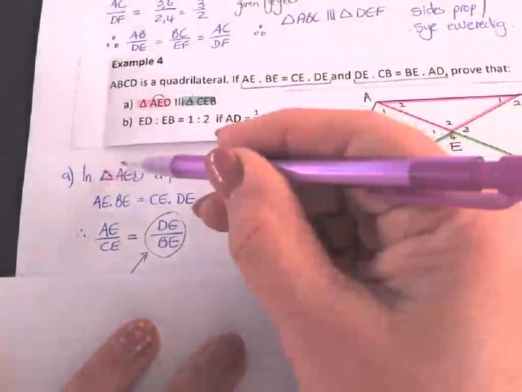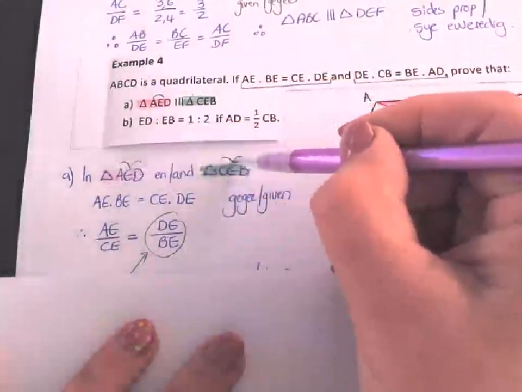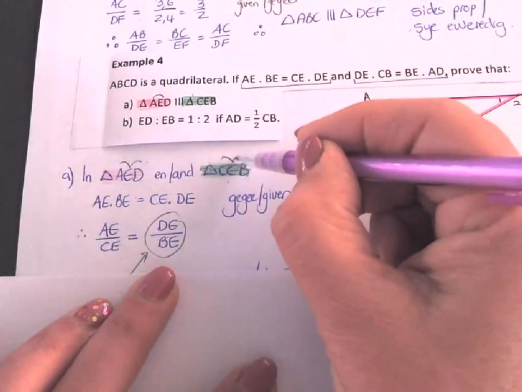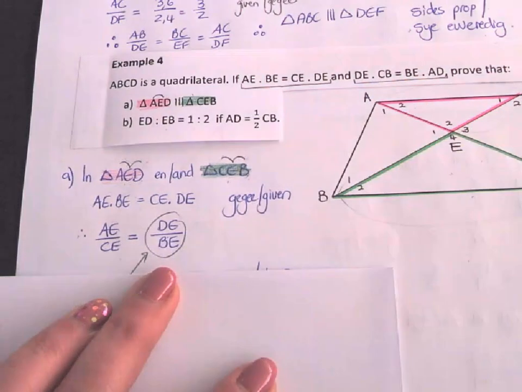AE, the left wing over the left wing, equals the right wing over the right wing. You can decide to write it alphabetically or according to your picture.